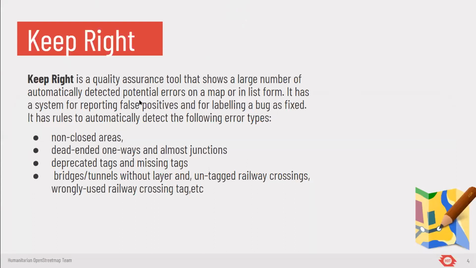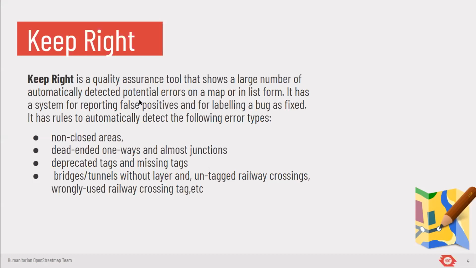Then I'll start with Keep Right. Keep Right is a data quality assurance tool that shows a very large quantity of automatically detected errors. It has a system that automatically detects different errors in OSM. For example, the errors it detects are non-closed ways and dead-ended ways. Non-closed ways are like a building where there's a node that's not attached to it, so it's hanging. And dead-ended ways or junctions are like a hanging road, a road that's not connected to another, just in space.